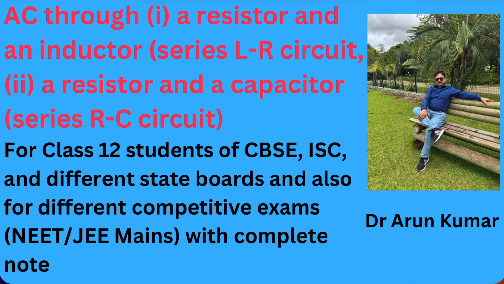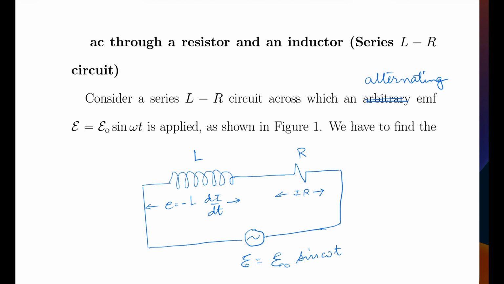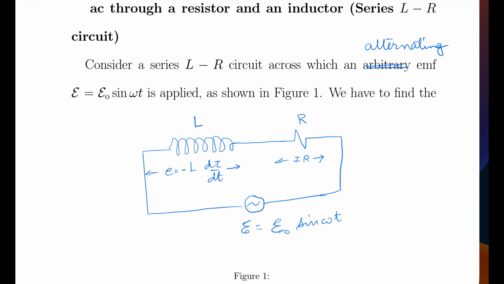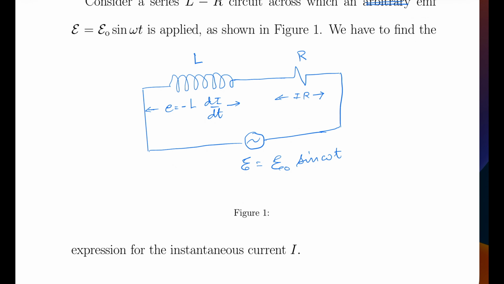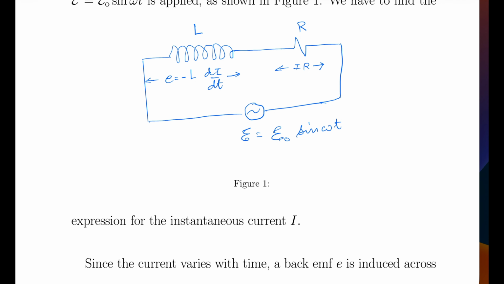Now let us come to the topic. First, we consider the flow of AC through a resistor and an inductor, which is commonly known as series LR circuit. So in this figure 1, we have an inductor of inductance L and a resistor of resistance R connected in series, across which we have an alternating EMF E equal to E naught sine omega t applied. And we have to find out the expression for the instantaneous current I.